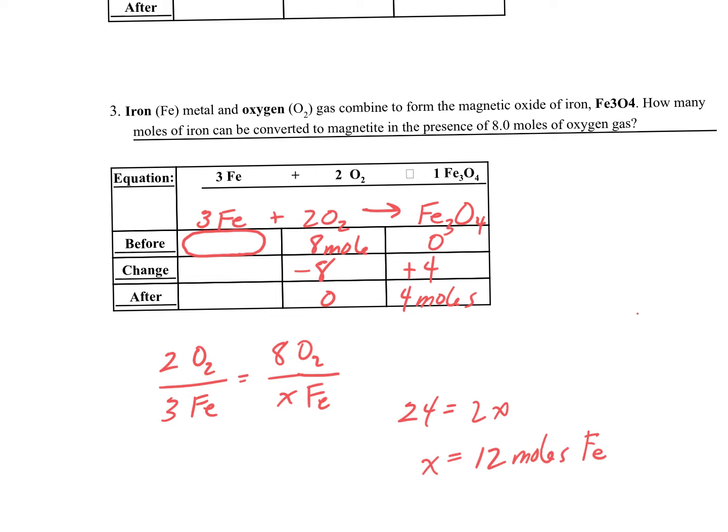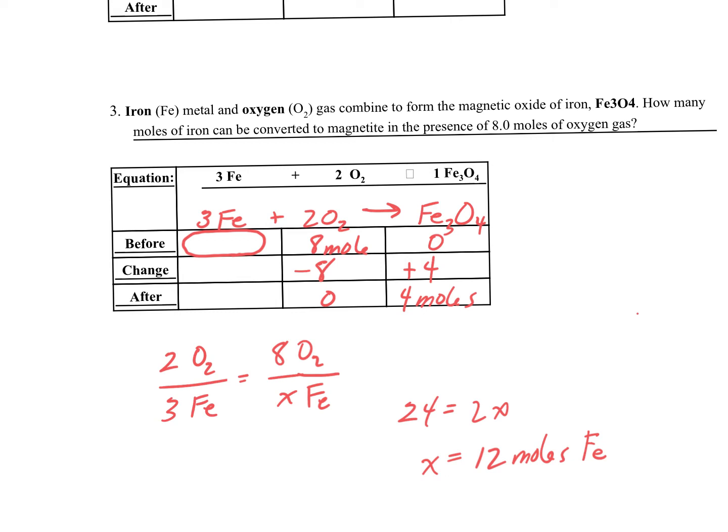Again, all I really did here is I set up a proportion that is going to help me to solve this problem. Who knows? Maybe you can do this in your head. For every 2 oxygen, I need 3 irons. In other words, for every 1 oxygen, I would need 1.5 irons. So 1.5 times 8 would be 12. Or you can set up a proportion. There are many ways that you can look at a problem and solve it.